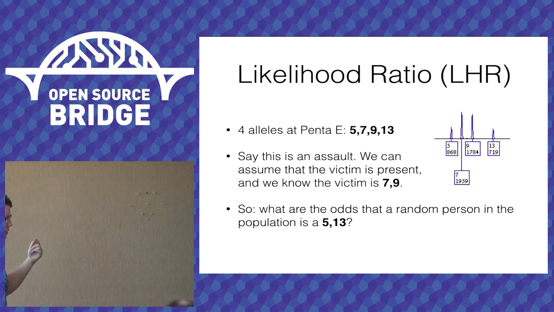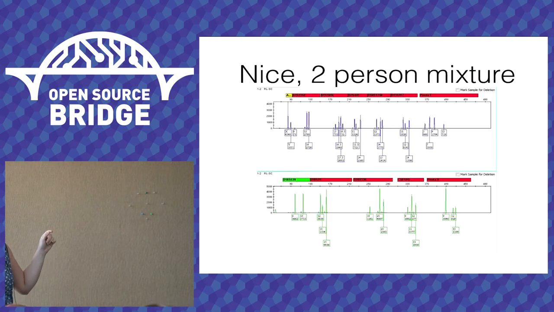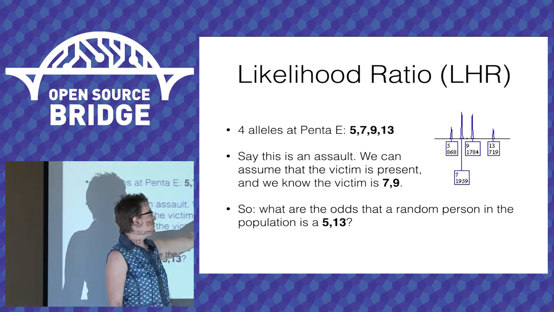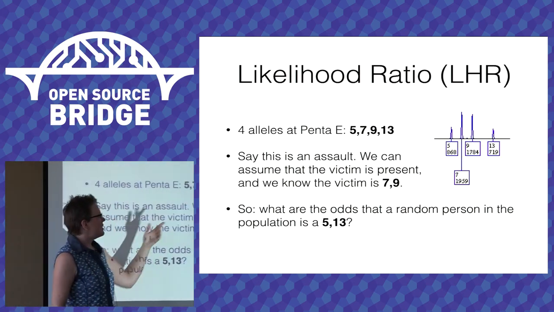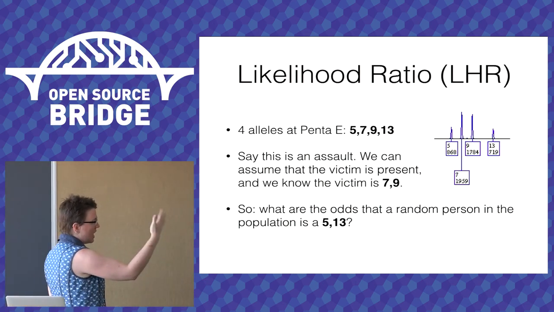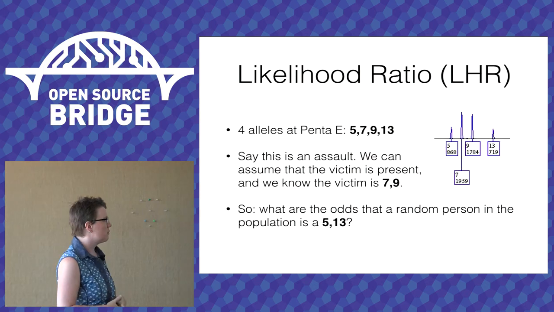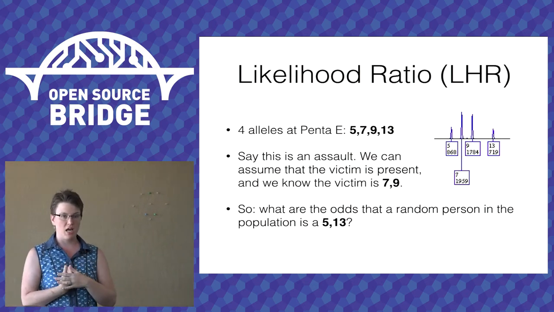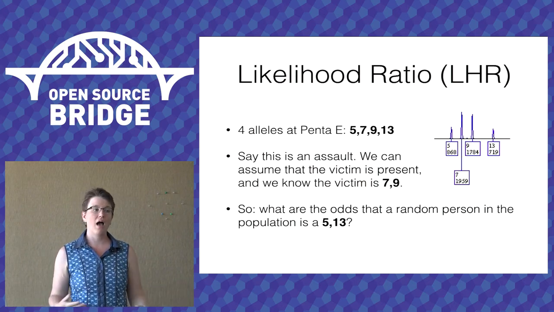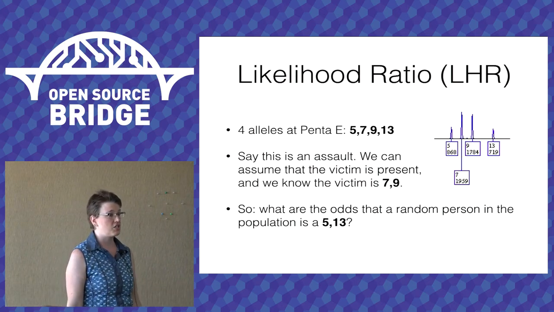So this is a zoom in of this big chart over here. Okay, zoom in. One little bit of DNA. I have a piece that's 5 repeats long, a piece that's 7 repeats long, a 9, and a 13. Okay. I know that I am a 7 and a 9. Great. Where did the 5 and 13 come from? How rare are those alleles in the population? How common are they?